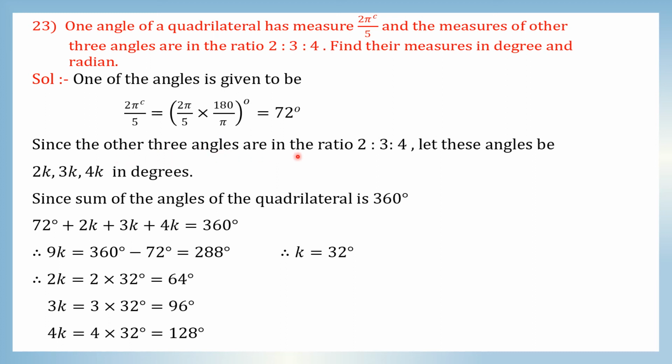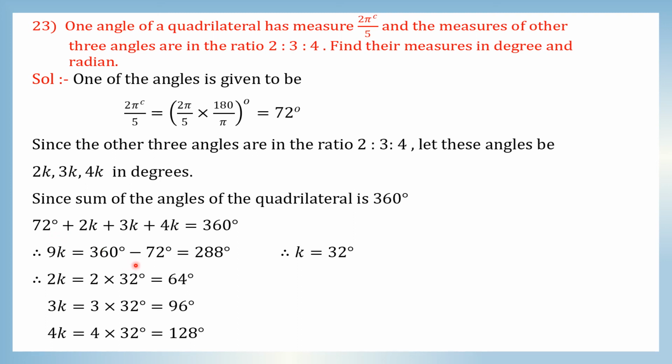Since the other three angles are in the ratio 2:3:4, as given, let these angles be 2k, 3k, 4k in degrees, as k is a constant multiple. Since the sum of the angles of the quadrilateral is 360 degree, therefore put the values of all angles. 72 degree plus 2k plus 3k plus 4k equal to 360 degree. Here 2k plus 3k is 5k, plus 4k is 9k, equal to 360 degree.